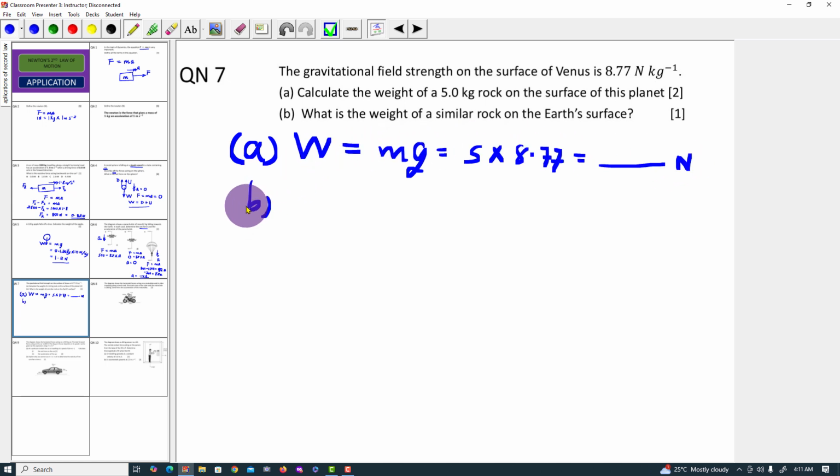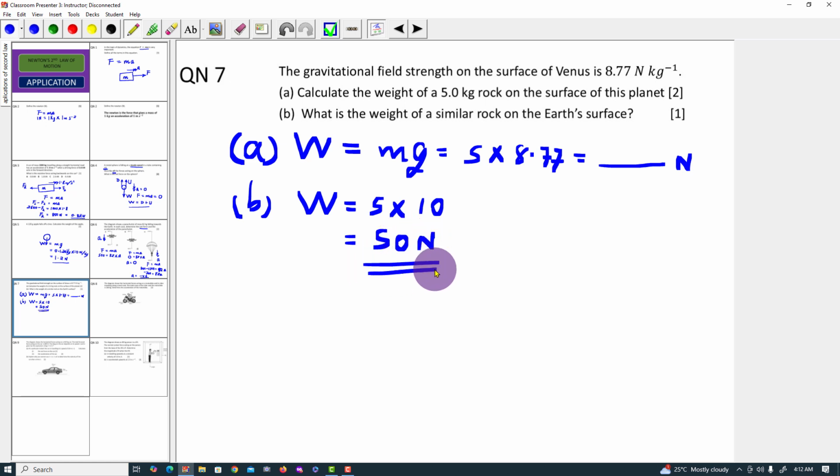B, we are asked to calculate the weight of a similar rock on the Earth's surface. Again, when we use W is equal to mg, we're going to have 5 times the value of the gravitational field strength on Earth. It's 9.81 newton per kilogram, but we're going to approximate that to be 10 newton per kilogram, and that will give us 50 newtons. So you can see that the weight on Venus is less than the weight on Earth.